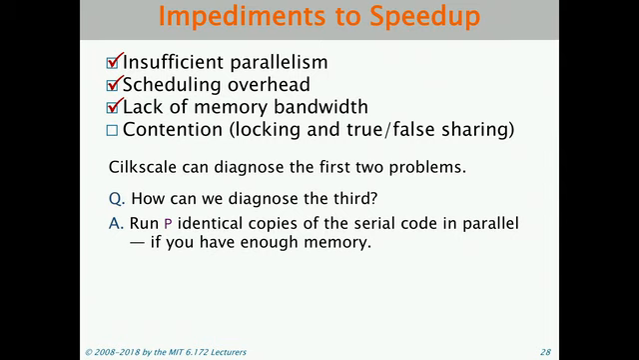The idea is that we'll just run p identical copies of the serial code, and then they'll all be executing in parallel. And if the execution slows down, then that means they were probably contending for memory bandwidth. Does that make sense? One caveat of this is you can only do this if you have enough physical memory, because when you're running p identical copies, you have to use more DRAM than if you just ran one copy. So you have to have enough physical memory.